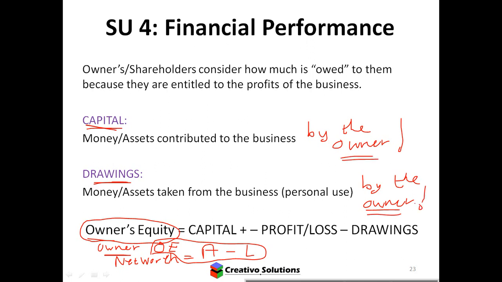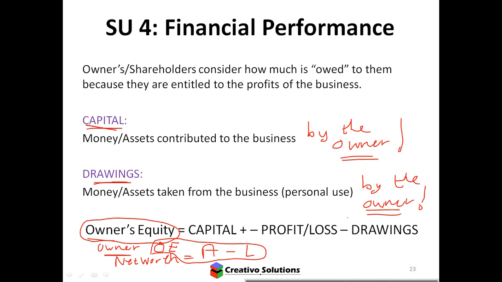So capital is very specific to the owner. Capital is capital. Drawings is drawings. It has a definition. Now we know what it is. So if you want to know what capital is, you need to ask yourself, did the owner give it to the business or didn't they? If it came from the bank, then it's a loan. That's something different. It's not capital. Capital must come from the owner.